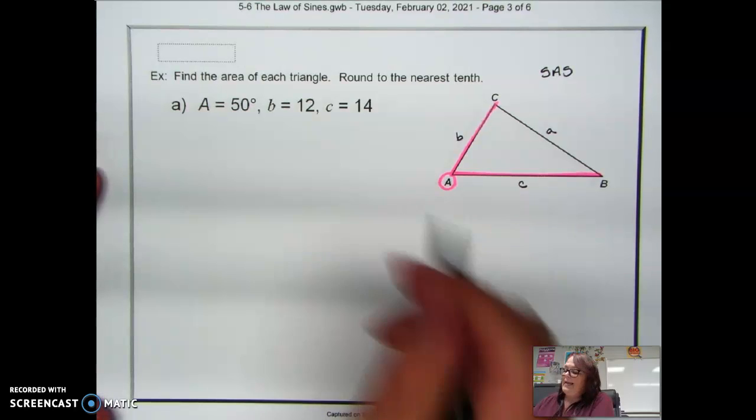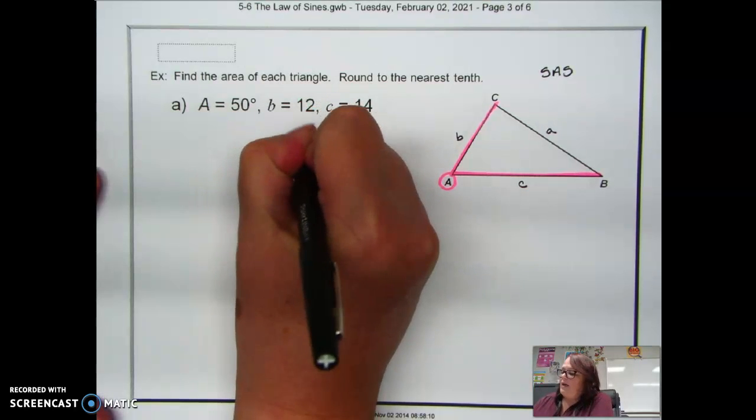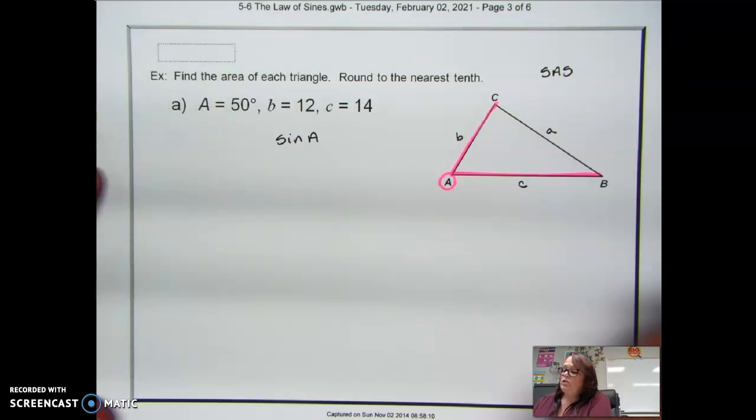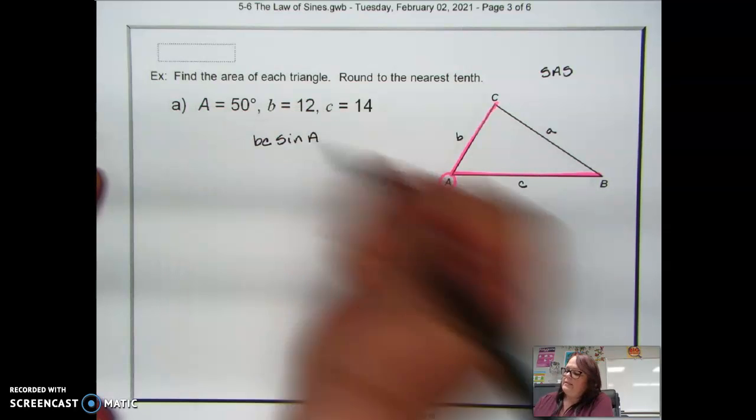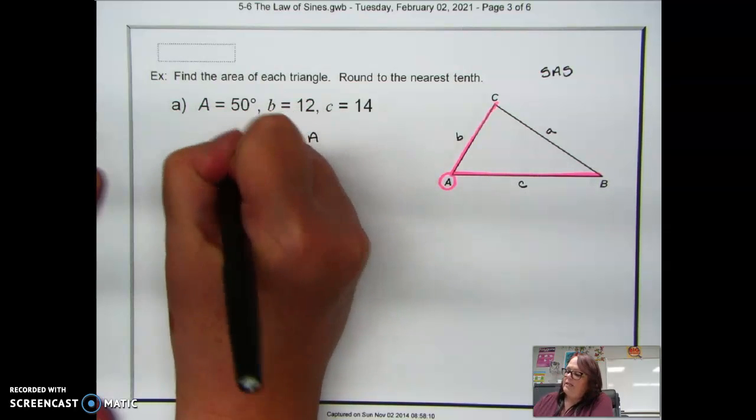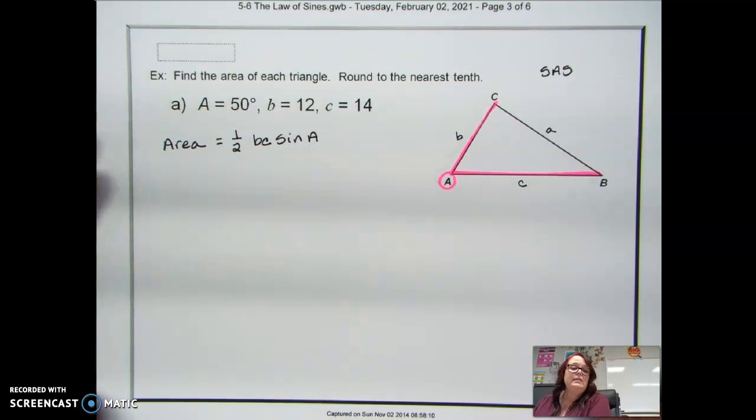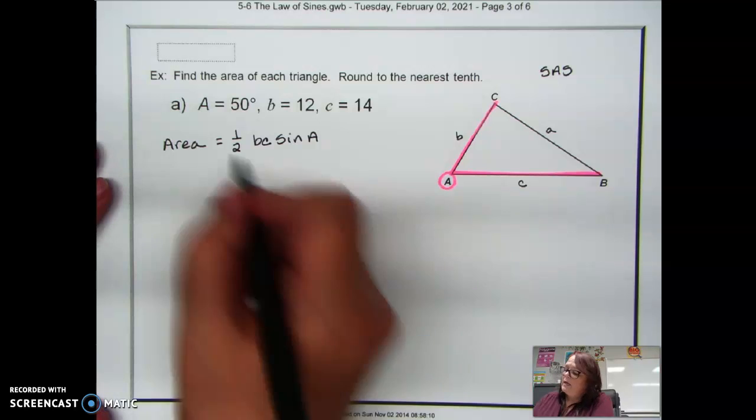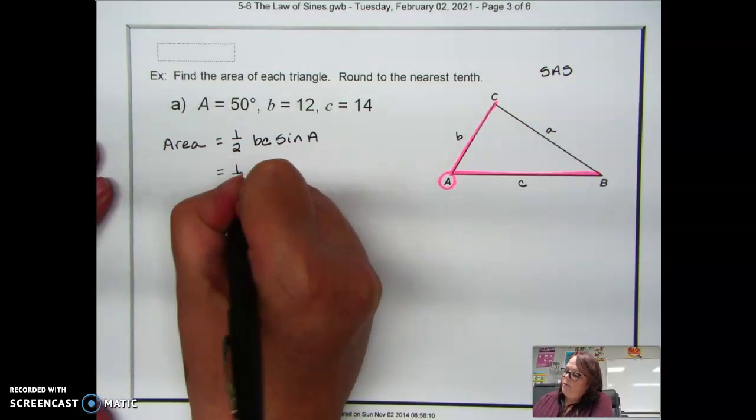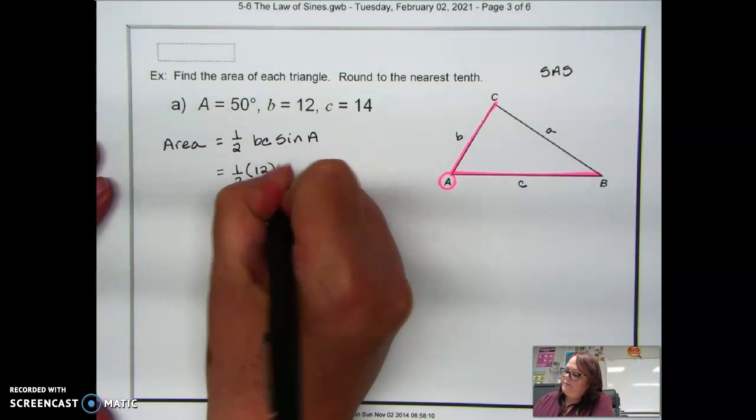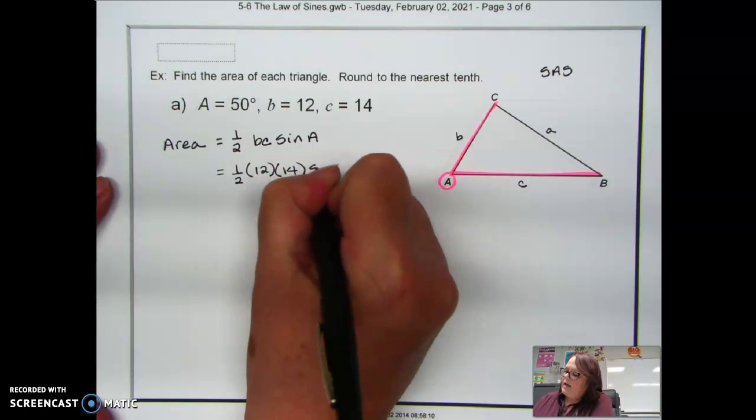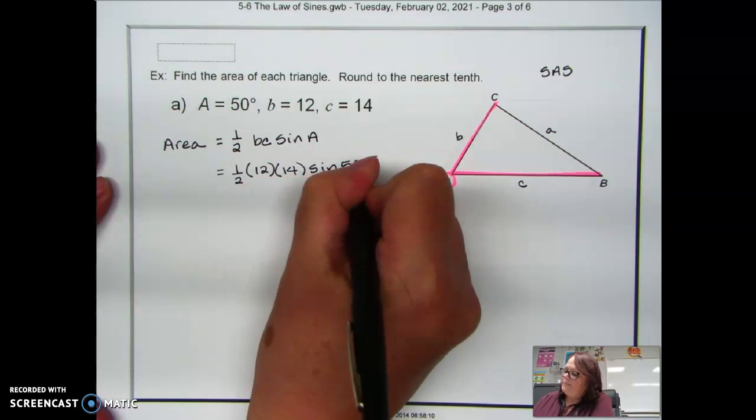And since they said A here, we're going to say sine of A on one side. So the letters left over are b and c. And then we said that was going to be 1/2. So I'm going to write the whole word area, whereas in the book, you'll see the letter K. So if we substitute what we know, we get 1/2 of 12 times 14 times the sine of 50.